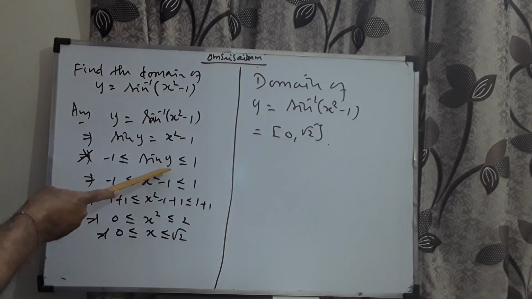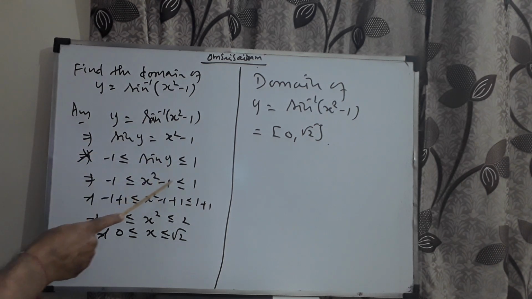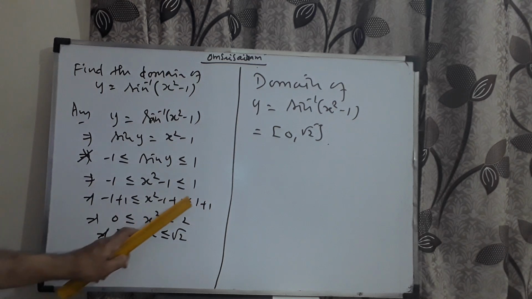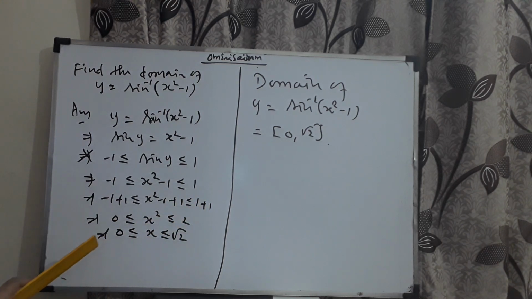The maximum value taken by the sine curve is 1. The minimum value taken by the sine curve is minus 1. So minus 1 less than or equal to x square minus 1 less than or equal to 1. Let me add 1 throughout. Minus 1 plus 1 is 0. x square minus 1 plus 1 becomes x square. 1 plus 1 becomes 2. Taking square root, 0 less than or equal to x less than or equal to root 2.